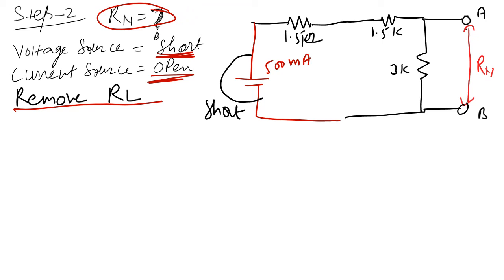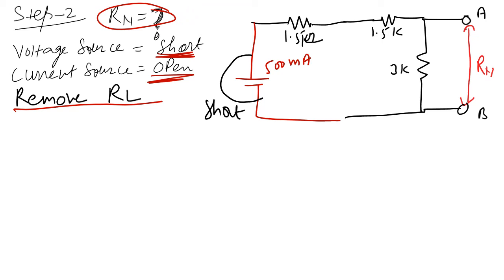This is open from here. Between these two points there was a current source, and this current source is open from here. Now the open circuit has no meaning, so we can delete this. This side has no meaning, and this is the shorted one.